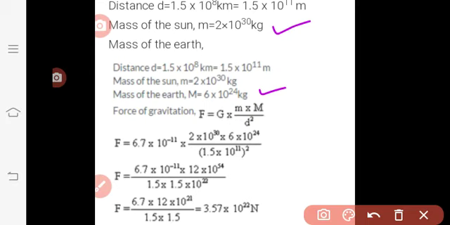Okay, and distance, that is 1.5 multiply 10 raised to power 8 kilometer. It changes into kilometer. 1 kilometer is equal to 1000 meter. Okay, so multiply this, it becomes 10 raised to power 11 meter.